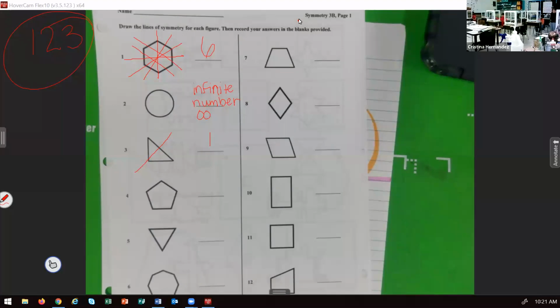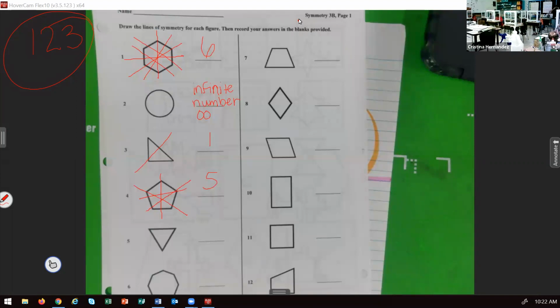Number 4? How many sides does it have? Count. 5. What is the name for a shape with 5 sides? A pentagon. We put the hard stuff in our desk. So how many lines of symmetry is the pentagon going to have? 5. It's got 5 sides.